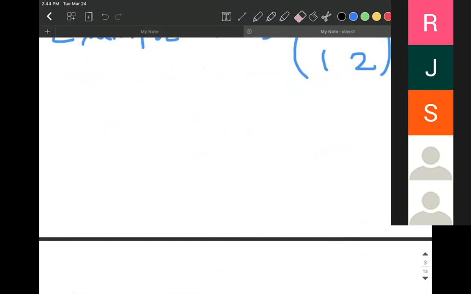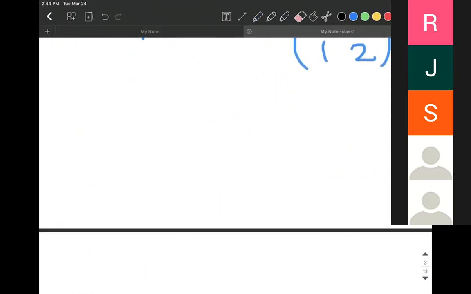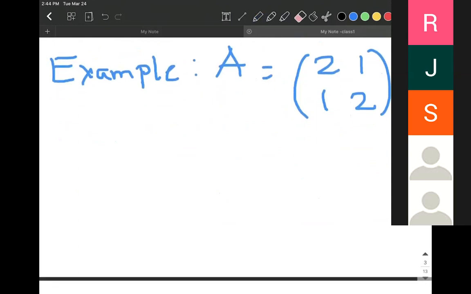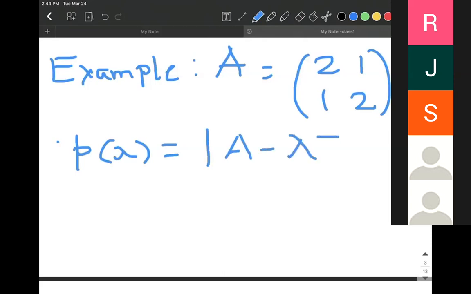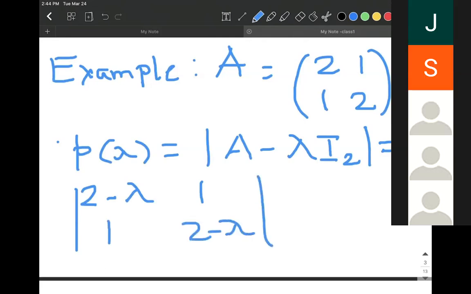Let's see. So what about this matrix? What is the characteristic equation? Let's call it P of lambda. So this is the determinant of A minus lambda I2. So we want the roots, so this equals 0. So what is this? This is 2 minus lambda, 1, 1, and 2 minus lambda. So this is 0.